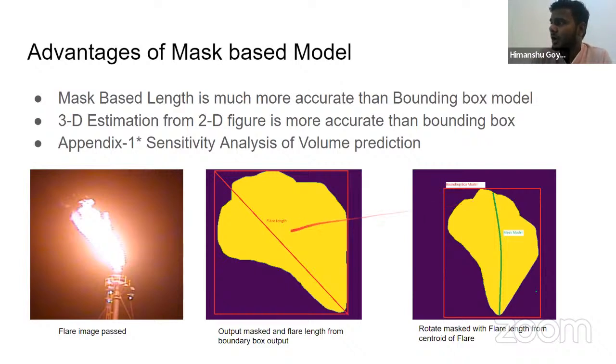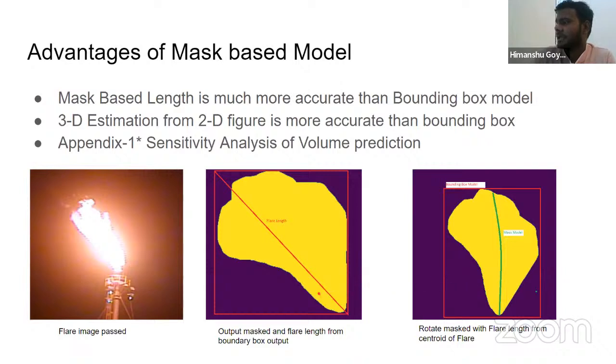I will also show you how sensitive our model is to this fire length. As Greg mentioned, it is particularly sensitive to pixel mapping, but for the flare length it is also very sensitive. If there is an error of 10% in the flare length, it is a factor of 2 times, so it would be 20% error in the final output. Secondly, the 3D estimation that we do from a 2D figure is much more accurate than with a bounding box.